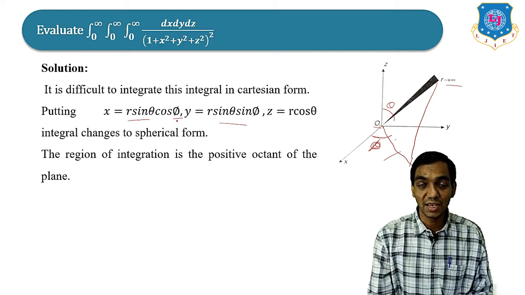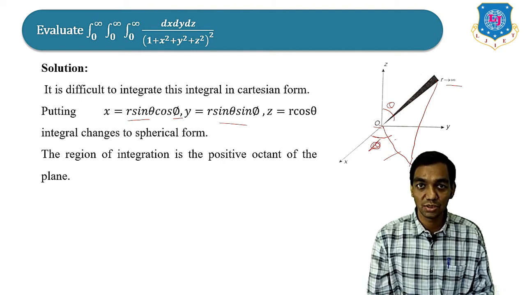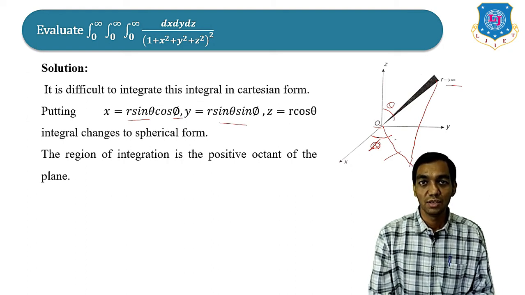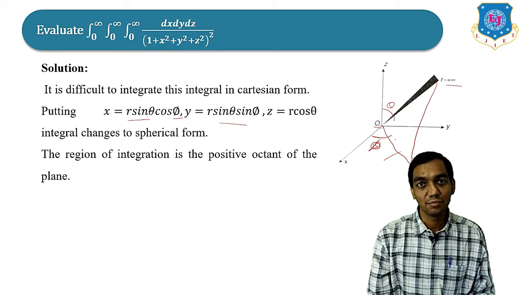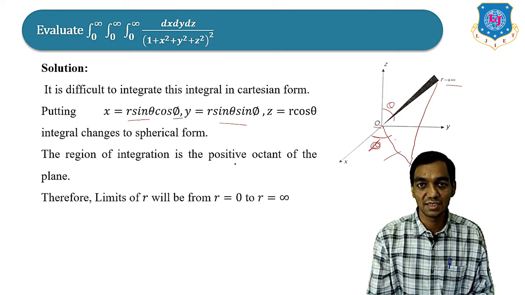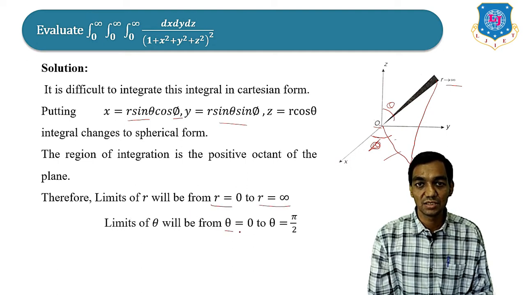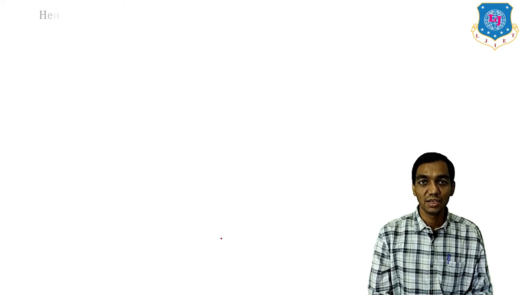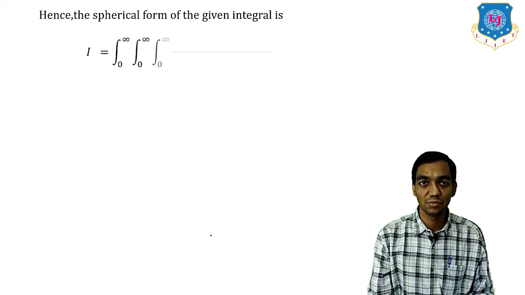Please remember this phi is an angle in the xy plane. In the xy plane you take the projection vector of the radius r, and that projection vector has an angle with the positive x-axis. That angle is called phi. So if you put the limits, r is from 0 to infinity, theta is from 0 to pi by 2, and phi is from 0 to pi by 2. Correct? So your integration is going to be in spherical form.